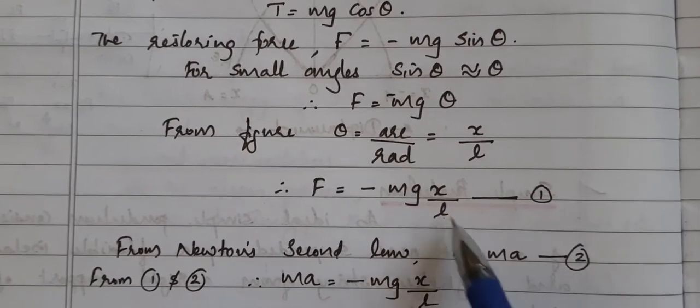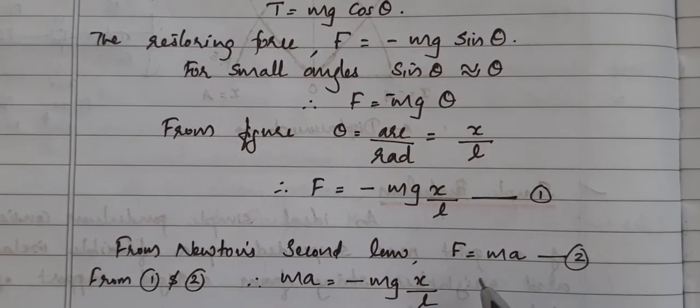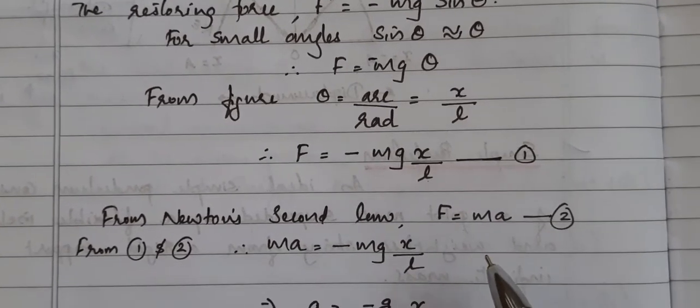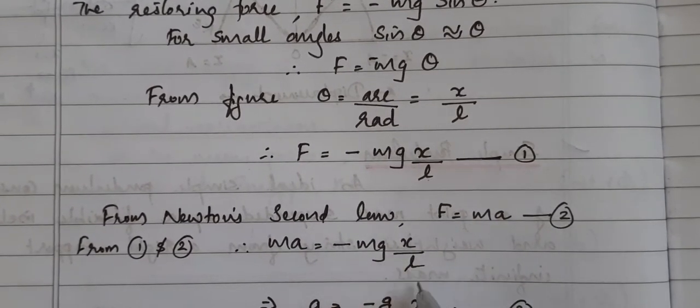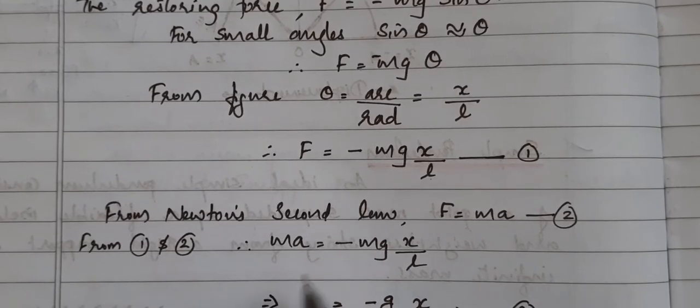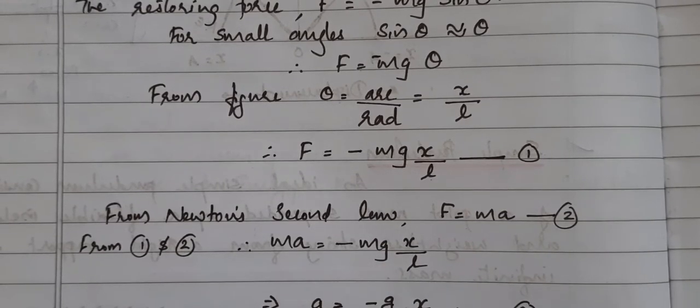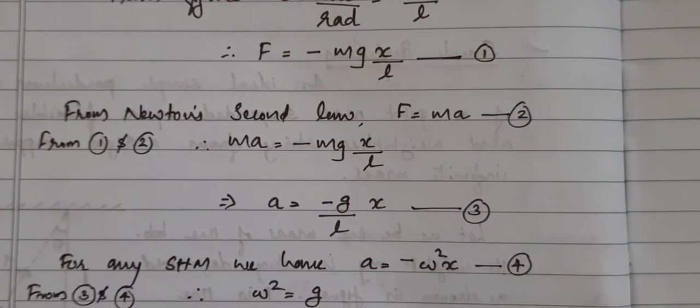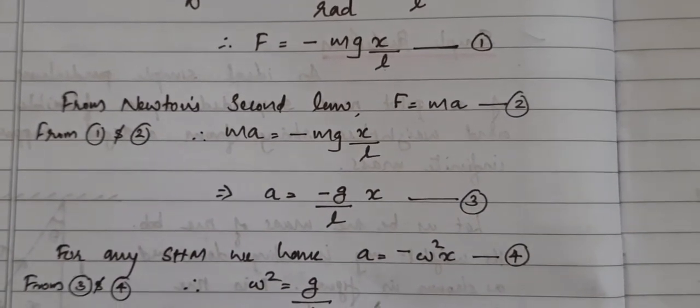So this mg x by L, I can equate with the second law, that is F is equal to ma. Equate this: ma is equal to minus mg x by L. Then the mass and mass will cancel, and a is equal to minus g x by L, I'll get. Acceleration is minus g by L x.